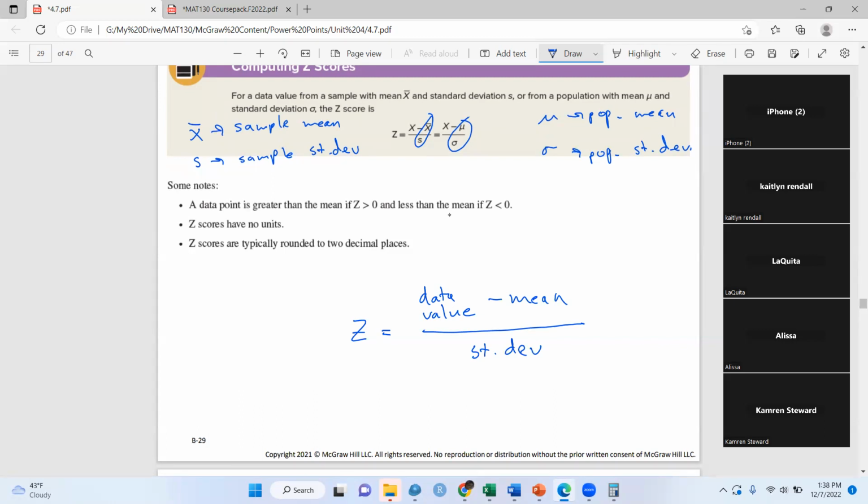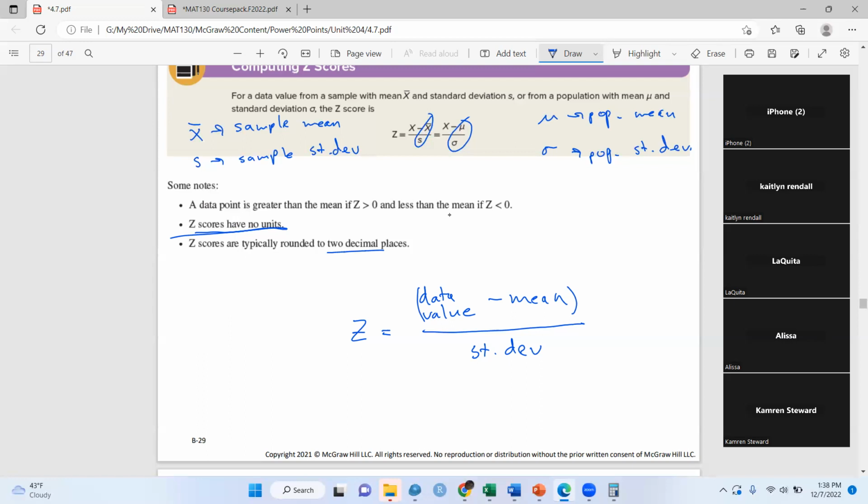If you're using your old school calculators, you need to make sure you have this in parentheses so that the subtraction is done before the division. Otherwise, the mean will be divided by the standard deviation and you'll get insane z values. Note, these are unitless. You can think of them as standard deviations, actually, if you want. And we tend to use 2 decimal places for them.